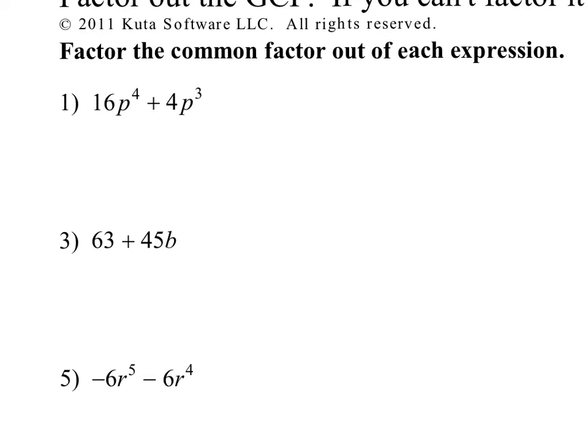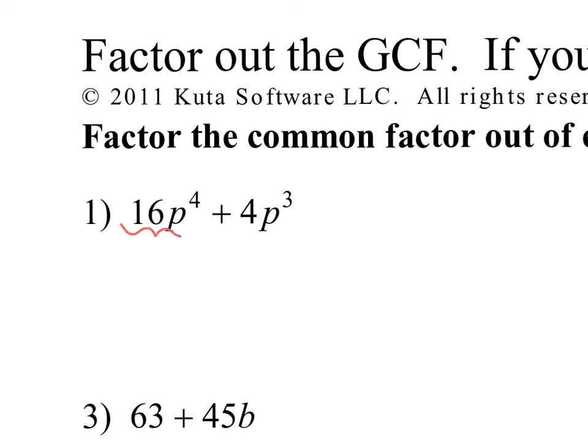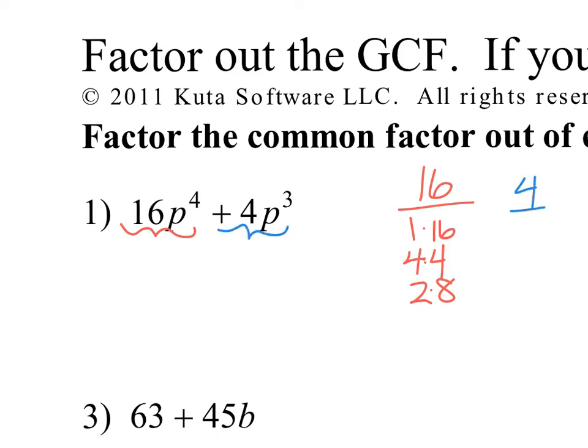So if we go to number 1, I'll do the odds and I'll expect you to do the evens for homework. Number 1 says 16p to the 4th plus 4p to the 3rd. I'm going to write a little bit more in this first example than in future ones. If we take 16p^4, the factors of 16 are 1 and 16, 4 times 4, 2 times 8, and the factors of 4 are 1 and 4, 2 and 2.